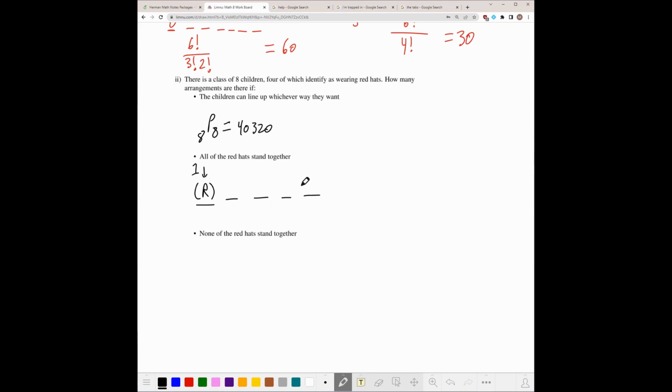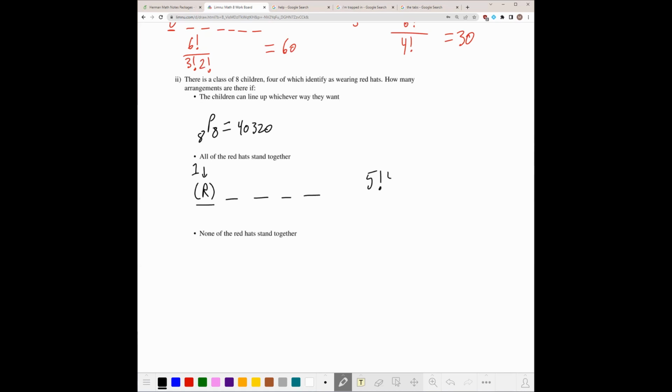And then we've got the other 4 people. So we've got 5 factorial different ways we could arrange the people and the group. But keep in mind, this group of 4 people, we could arrange in 4 factorial different ways, right? They could be in different places.